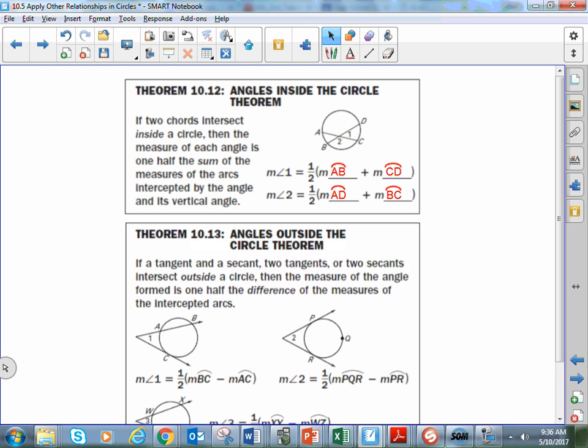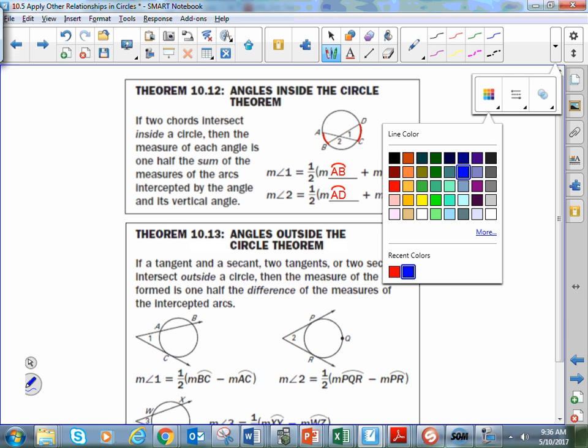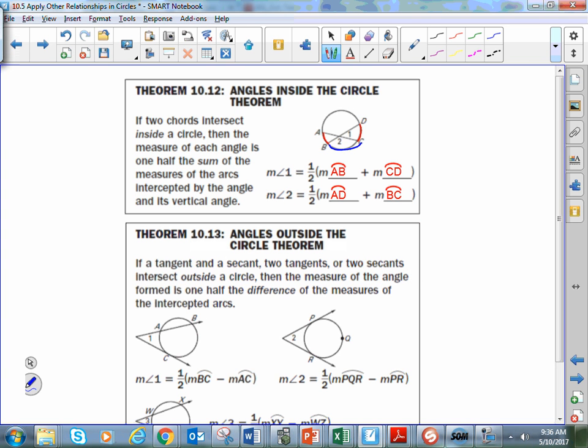In the first one, with the angles inside of the circle, the measurement of the angles formed by the chords will be equal to the average of the measurements of their respective intercepted arcs. When we look at angle 1, it has two arcs that it intercepts, AB and CD. The angle measurement is going to be half of the measurement of those two arcs added together. Same thing with angle 2. Angle 2 has a different pair of arcs that it intercepts, arc BC and arc AD.